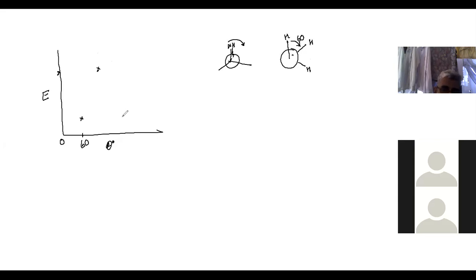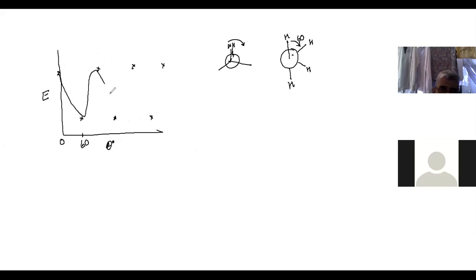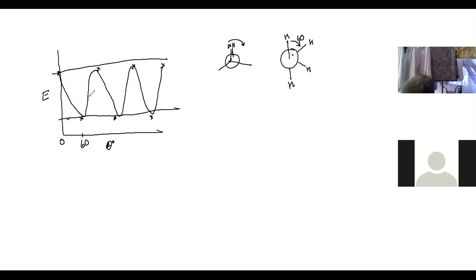Then it comes here. At that time, it's again staggered. Then eclipsed. Then staggered. Then eclipsed. All eclipsed forms have got the same energy. Now connect them. Yes. You have only two energy levels. This is the second energy level. Have the same energies. So this is the energy profile diagram of ethane molecule or conformation analysis of ethane.